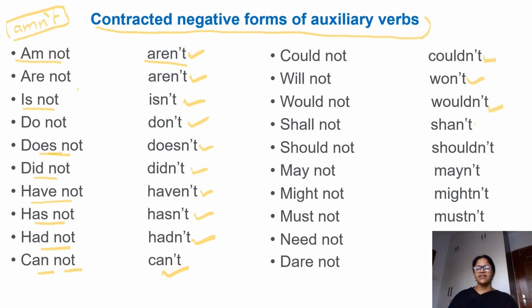Shall not, shan't. Should not, shouldn't. May not, mayn't. Might not, mightn't. Must not, mustn't. Need not, needn't. Dare not, daren't. This is the list of contracted negative forms of auxiliary verbs.